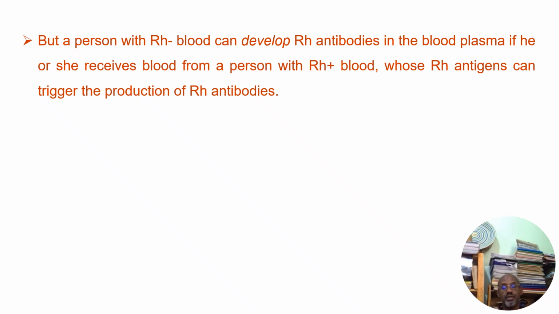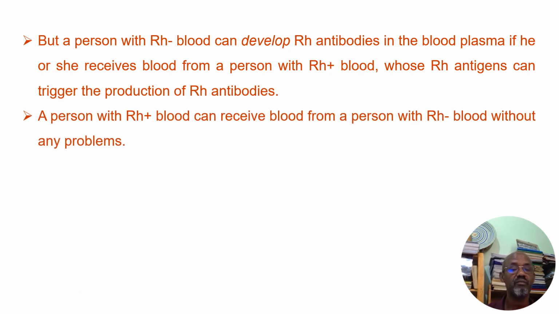When your blood type is told to you as A plus, B minus, O plus, the plus and minus are because of this Rh factor. Therefore, if you are told you are B plus, your blood type is B, and you have the Rh factor also. If somebody's blood type is A minus, the blood type is A, and he lacks the Rh factor in the red blood cell. A person with Rh plus blood can receive blood from a person with Rh minus blood without any problem.